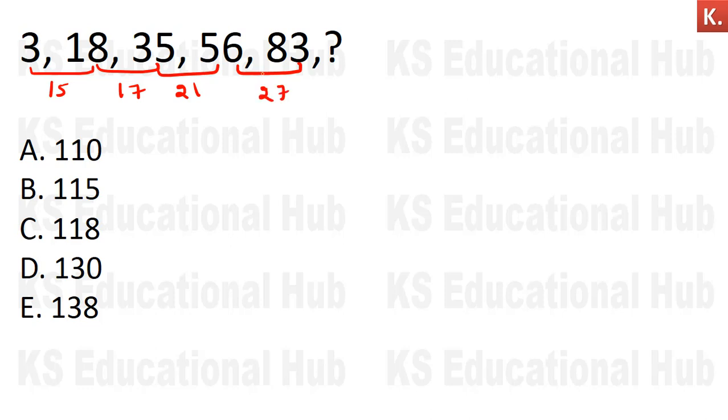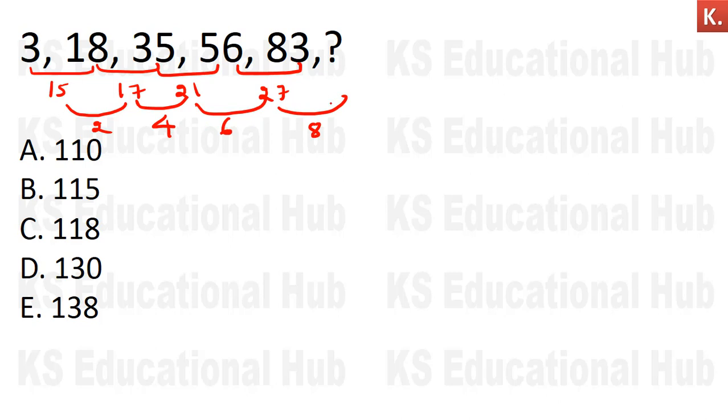If you see this, you are not going to understand anything. So what can be done? Let's try to take out the differences of differences. 17 minus 15 is equal to 2. 21 minus 17 is equal to 4. 27 minus 21 is 6. So 2, 4, 6. I can certainly say that the next one has to be 8.